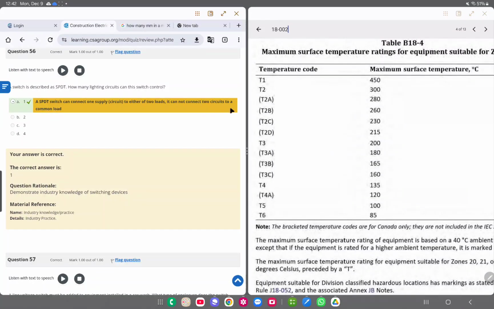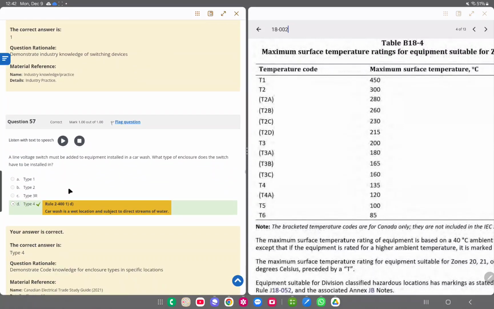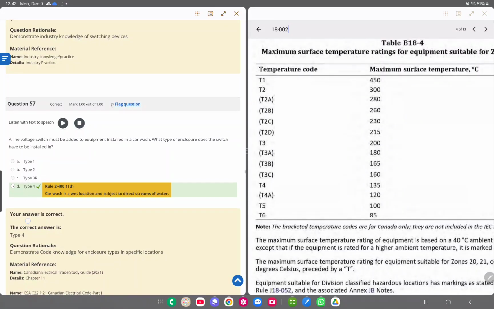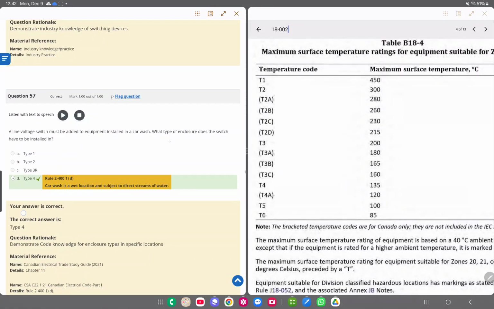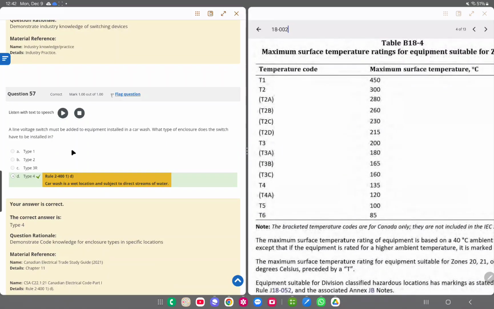It cannot connect two circuits to a common load. A line voltage switch must be added to equipment installed in a car wash. What type of enclosure does this switch have to be installed in?